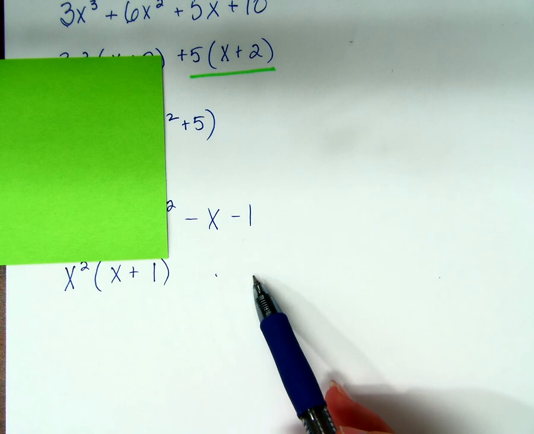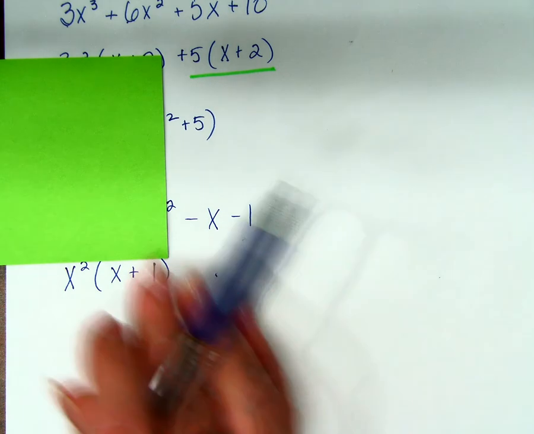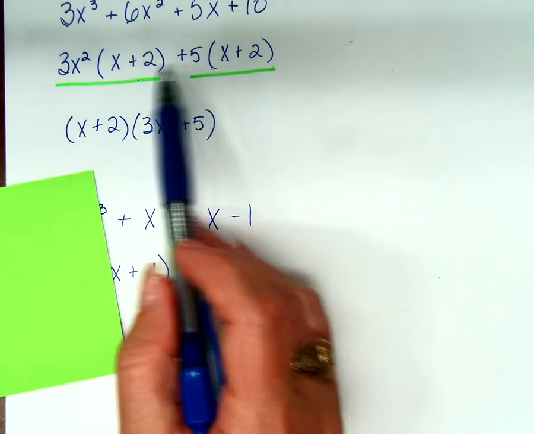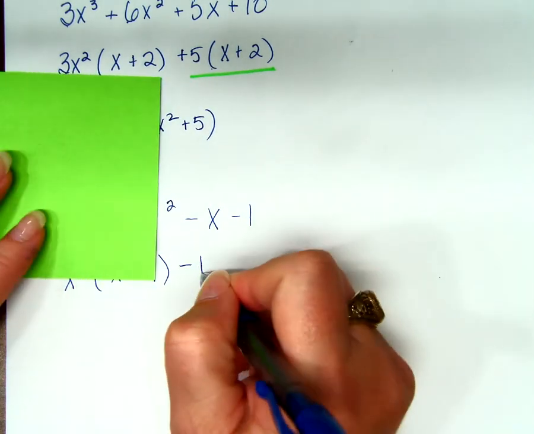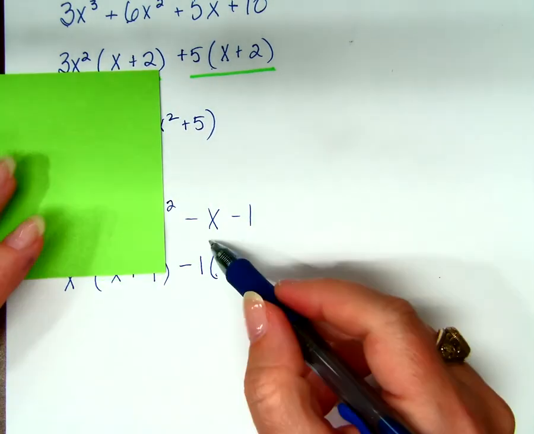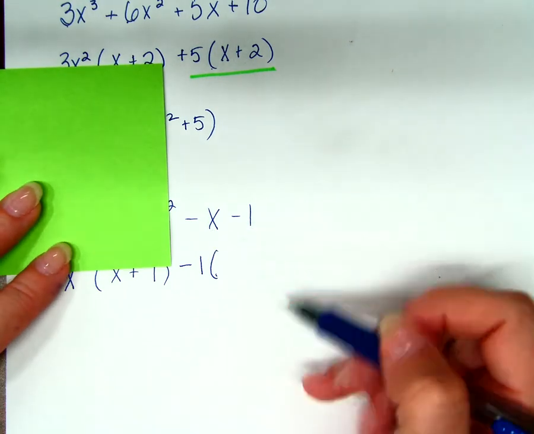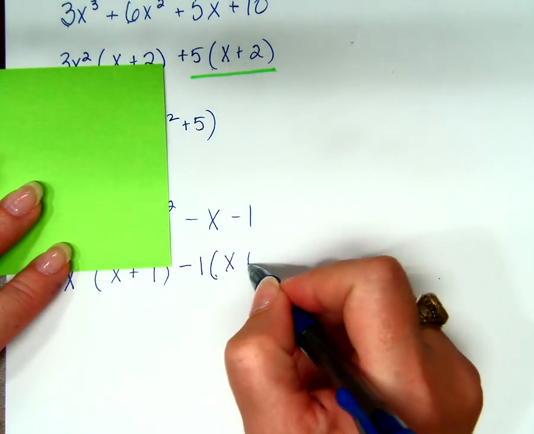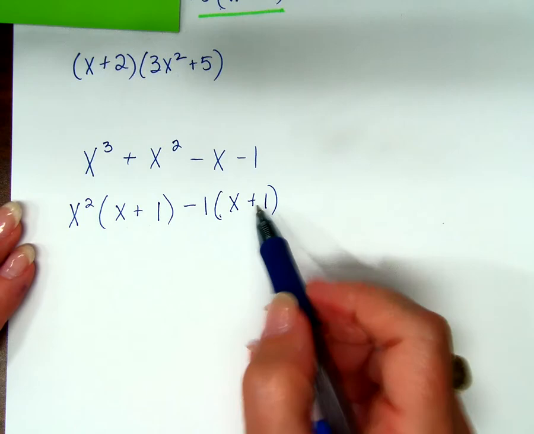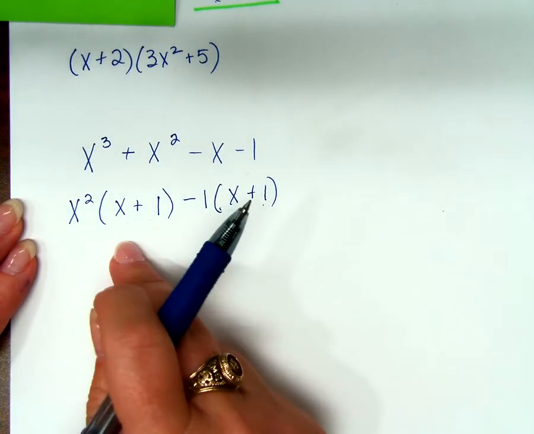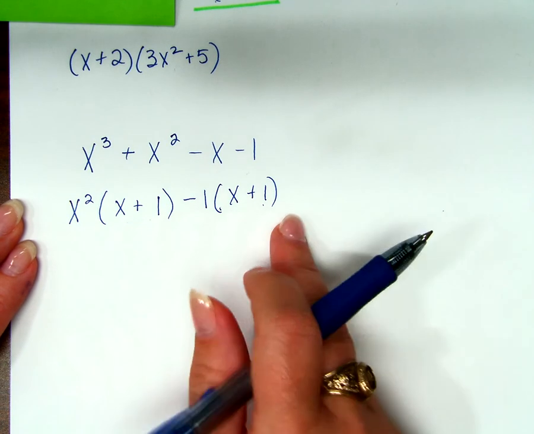And what has to be true about these two parentheses? They have to be the same, don't they? Because if they're not the same, I can't factor them out of each term, can I? So I'm glad you recognize that it's a negative 1. If I factor out a negative 1 from each of these terms, what do I have left? x plus 1. So that's good, because now x plus 1 is the common factor from each of these two terms, right?